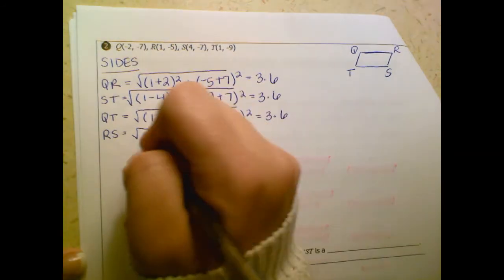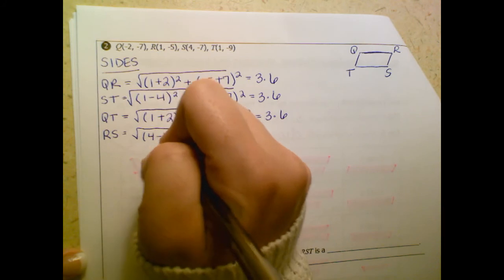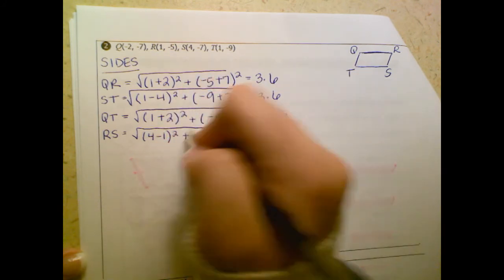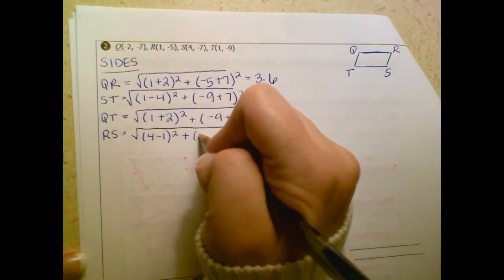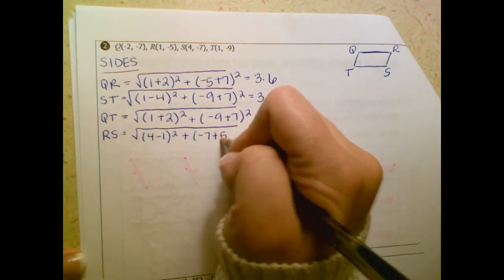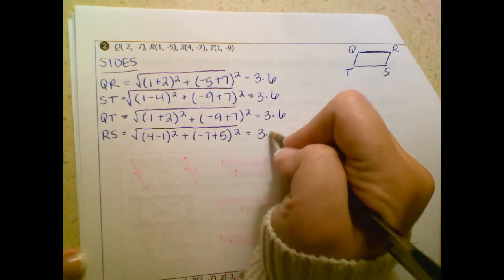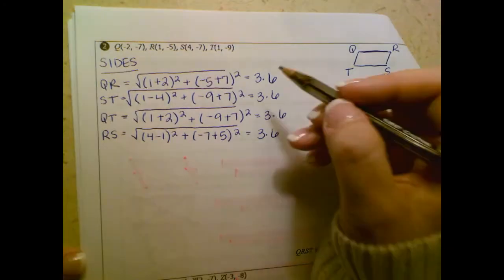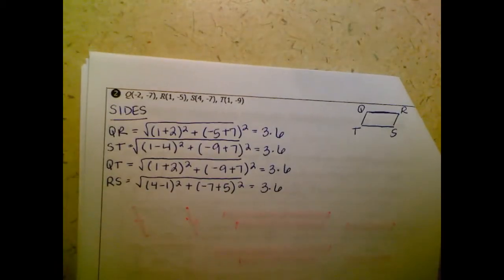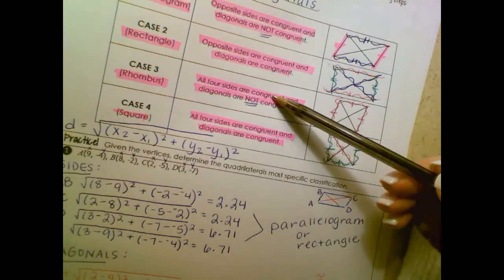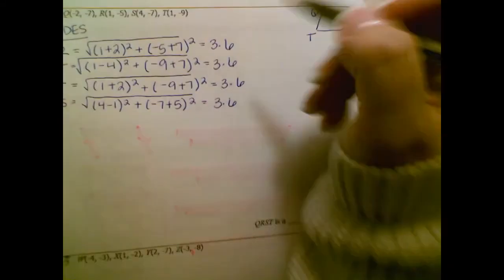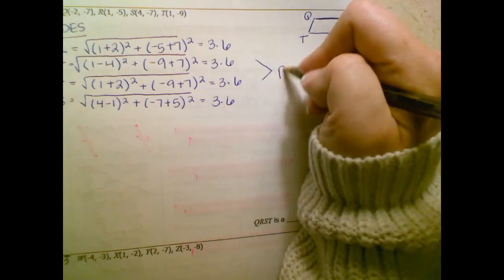And then last side, I have 4 minus a positive 1. So I'm going to keep it minus. Then I have negative 7 minus the negative 5 makes it a plus 5. That is also 3.6. So looking at this, all 4 sides are congruent to each other. If I flip over to my little cheat sheet, looking at all 4 sides being congruent, it could be either a rhombus or a square. So I'm thinking rhombus or square.